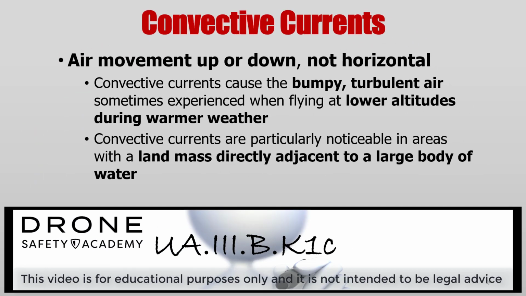We've already talked about convective currents, but let's dive into it just a little bit deeper. We already know that convective currents are air movements that move up or down, not horizontal like wind. At lower altitudes during warmer weather, convective currents cause bumpy, turbulent air. Convective currents may also be experienced near land masses directly adjacent to large bodies of water.